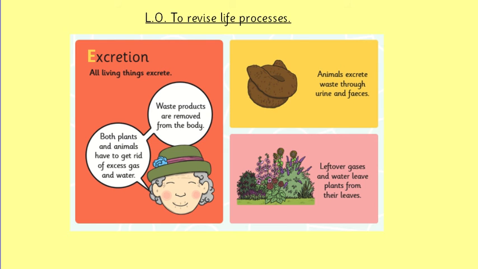Excretion. All living things excrete, or give out waste. Both animals and plants have to get rid of excess, which means extra, gas and water. Waste products are removed from the body. So things that we don't need in the body then come out of our body. Animals excrete waste through urine and feces, and leftover gases and water leave plants from their leaves.